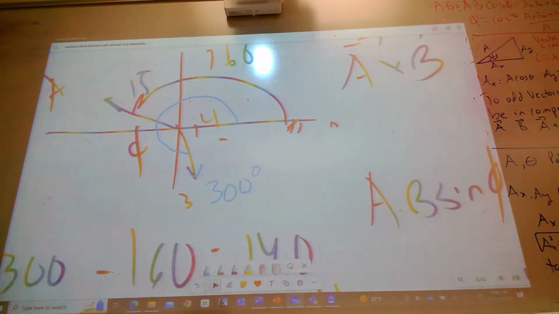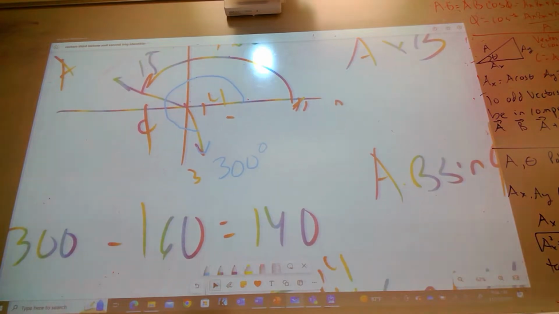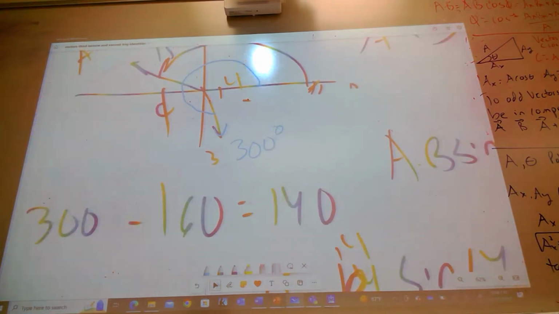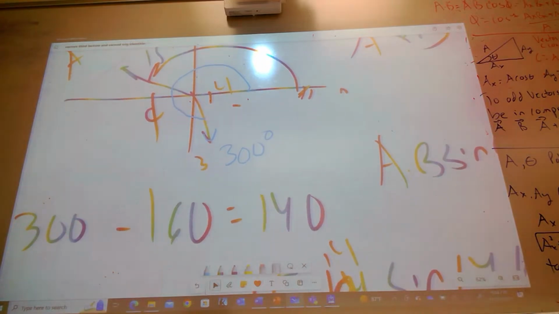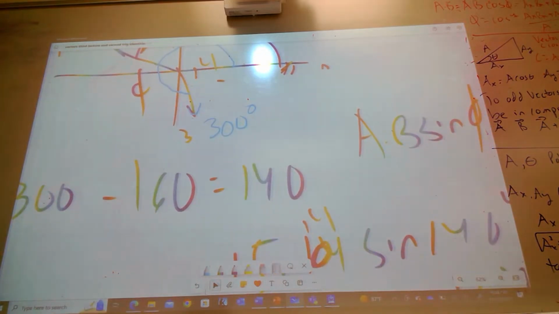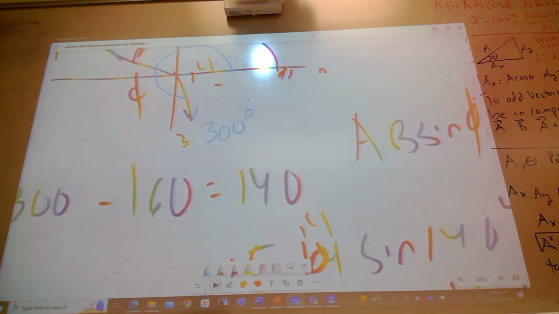So we're just going A times B times the sine of phi. So we have 15 times 3 times the sine of phi. Naya, do you have it? Negative 34.47.